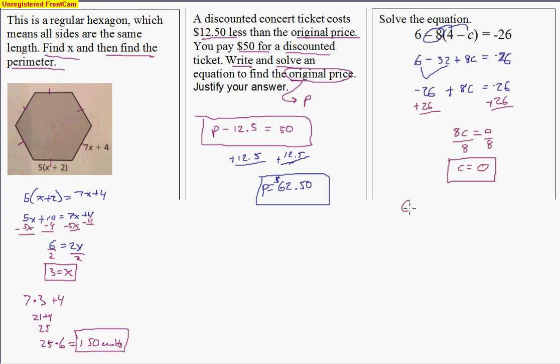And you can see it works, because if I go ahead and plug that in, 4 minus 0 makes 4. And when I multiply the negative 8 by 4, I end up with a negative 32. When I take the 32 from 6, I get negative 26. And those two numbers do equal, so it does check out. So those are the problems that we'll see on the test. Good luck.